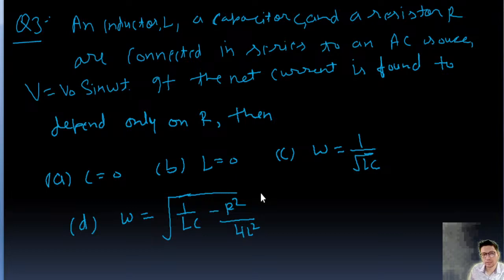Okay, so this is the question, guys. Very simple. An inductor L, capacitor and resistor are connected in series to an AC source, and the voltage is given. If the net current is found to depend only on R, then we need to find the correct option. Okay, and solve it.